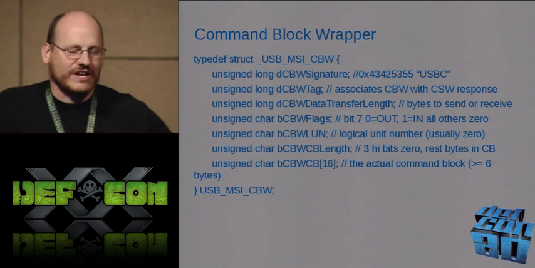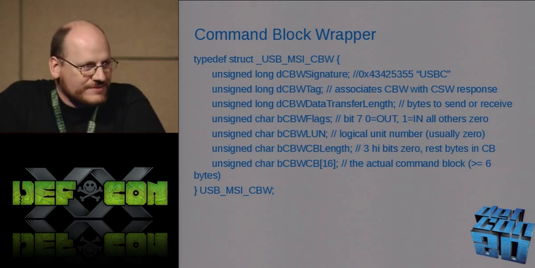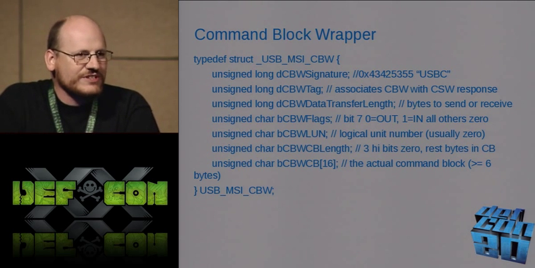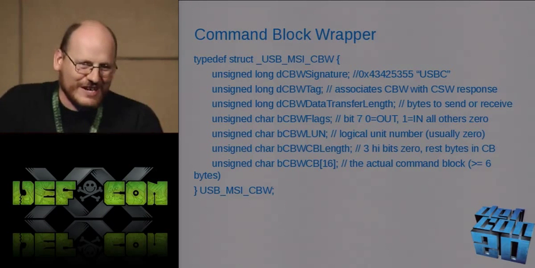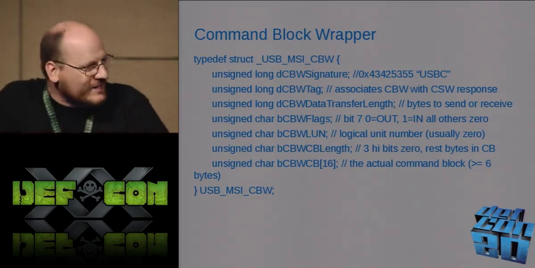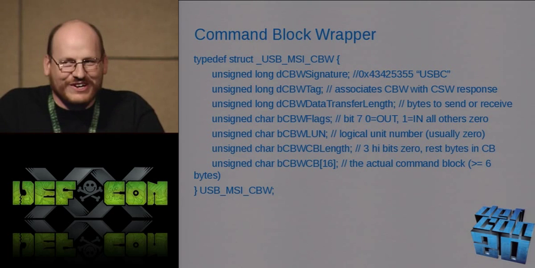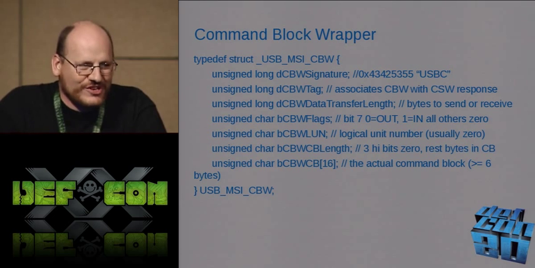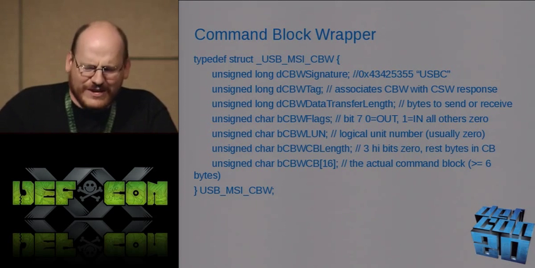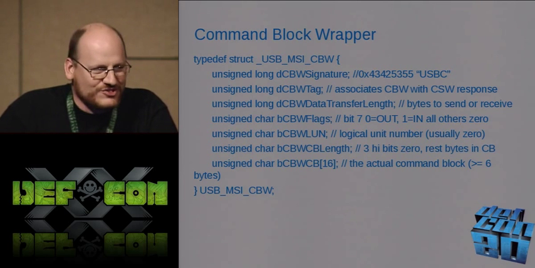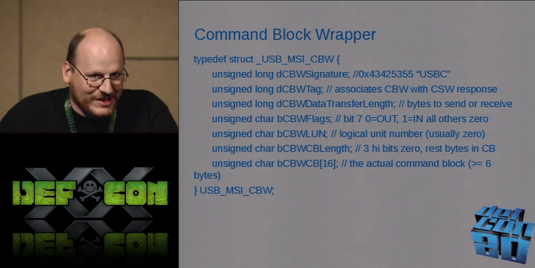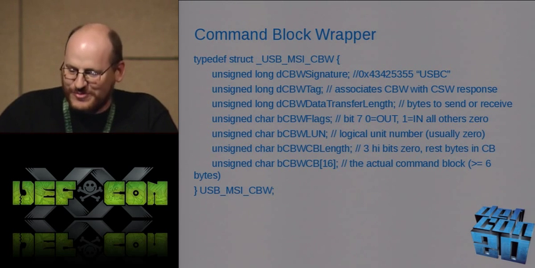So what does this look like? Here's a little C structure for a command block wrapper. It starts with a signature. The signature is really creative. Incidentally, kind of a funny story. I was reading a book on USB stuff a couple years ago, and they just had in hex, here is this code, and I'm looking at it, and they actually had it reversed. And I'm like, wow, that's just kind of obscure. Well, if you look at it, it types USBC for USB command. It's not so obscure, but.